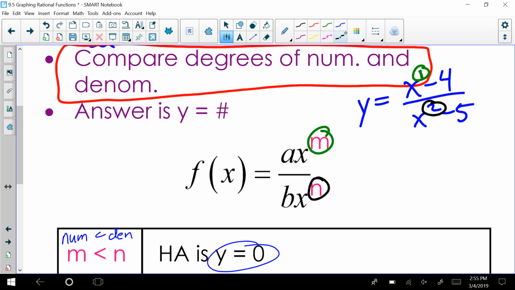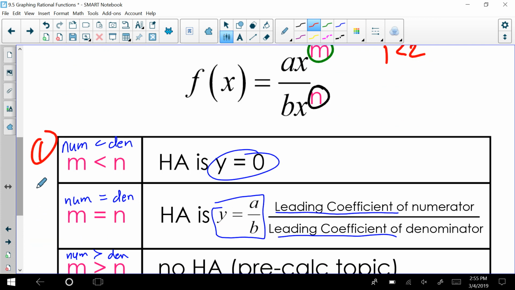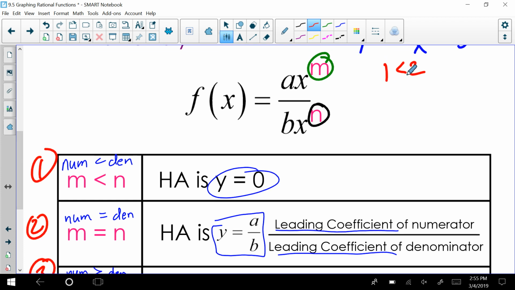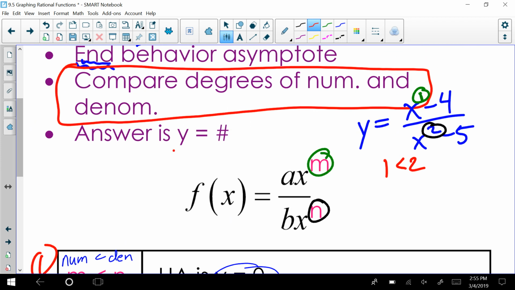Okay. So if I go back up here to my little example, I had a 1 and a 2. What you'll see me do a lot is I'll do 1 compared to 2. Well, 1 is less than 2. Oh, well then which case is this? Over here I had case 1, case 2, and case 3. Well, 1 is less than 2. Oh, numerator is less than the denominator. That's case 1, which means for my example here, I would have a horizontal asymptote at y equals 0. And again, if I were to draw this, here would be the plane. Oh, y equals 0 would be right on the axis.